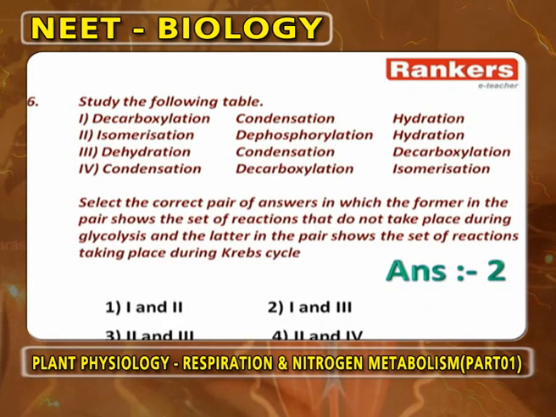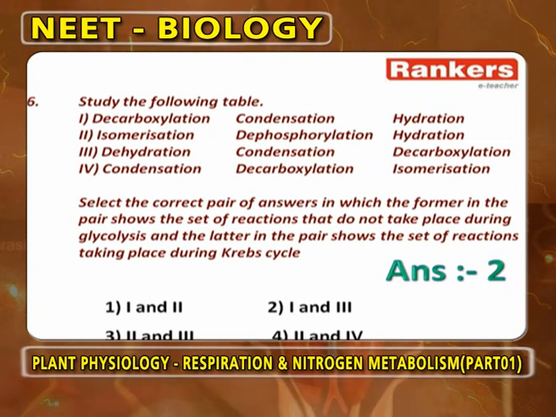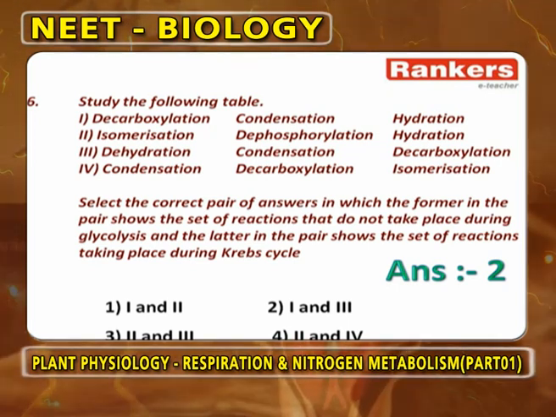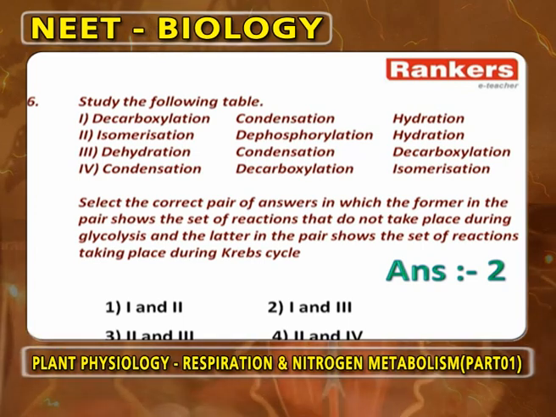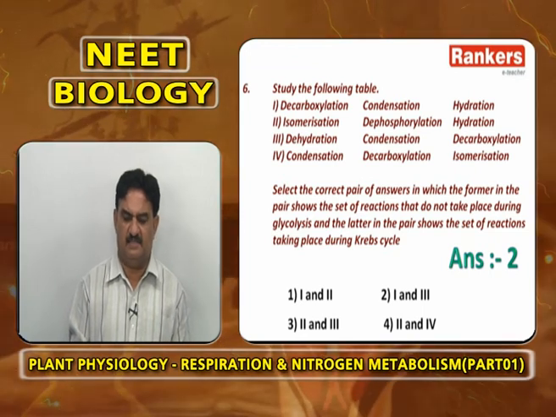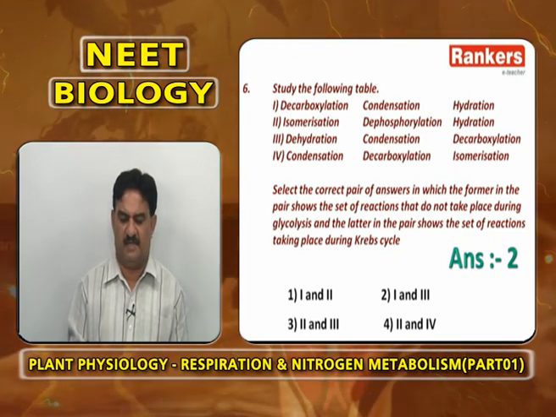Now study the following table. Select the correct pair of answers in which the former pair shows the set of reactions that do not take place during glycolysis, and the latter pair shows the set of reactions taking place during Krebs cycle. Decarboxylation, condensation, hydration. Isomerization, dephosphorylation, hydration. Dehydration, condensation, decarboxylation. Condensation, decarboxylation, isomerization.